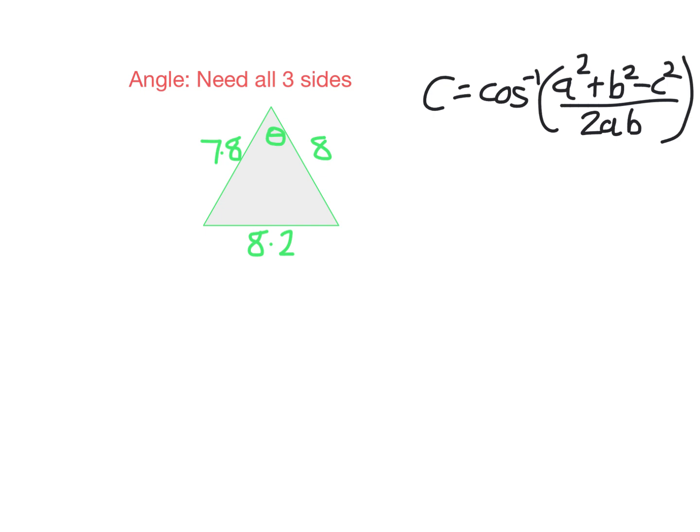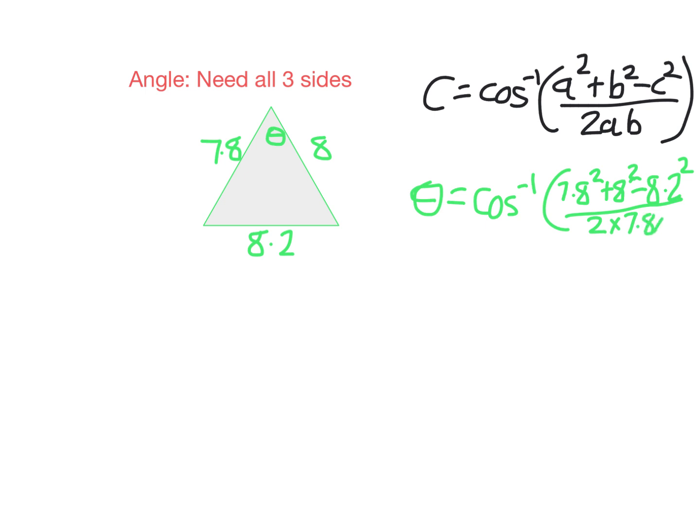So this is how we use the cosine rule to find angles. We have theta, which is like our C, equals cos inverse. Now, the side that you subtract is the side opposite the angle you're trying to find. So it would be 7.8 squared plus 8 squared, a squared plus b squared, minus c squared. c is the side opposite the angle that we are trying to find. And that c is absent from the bottom. We just use the other two sides on the bottom. You can put it in your calculator just like this. And the answer we get is about 62.5 degrees.